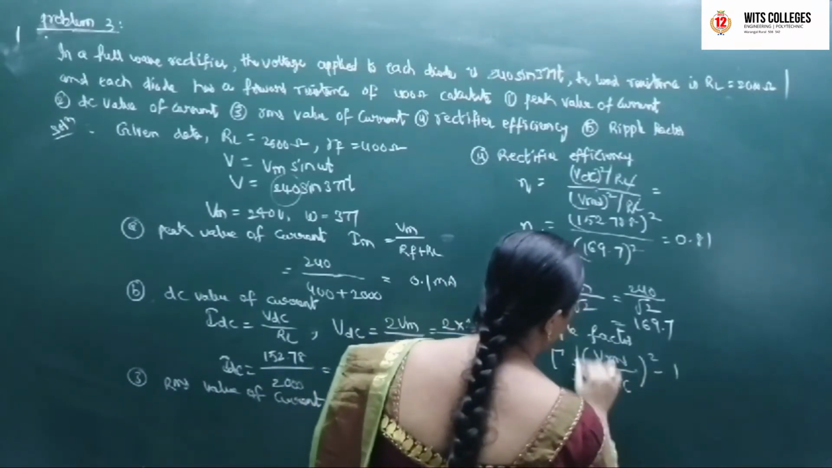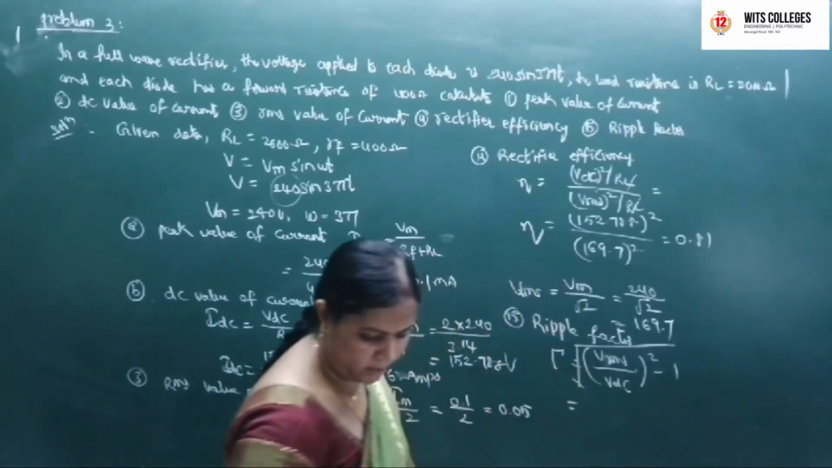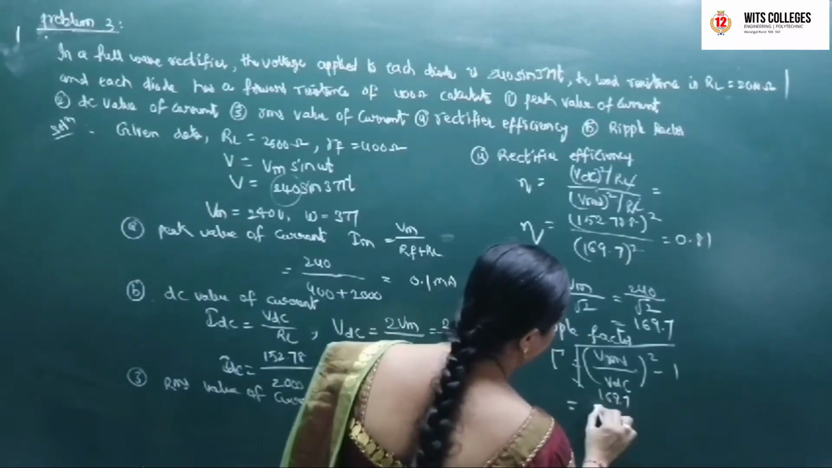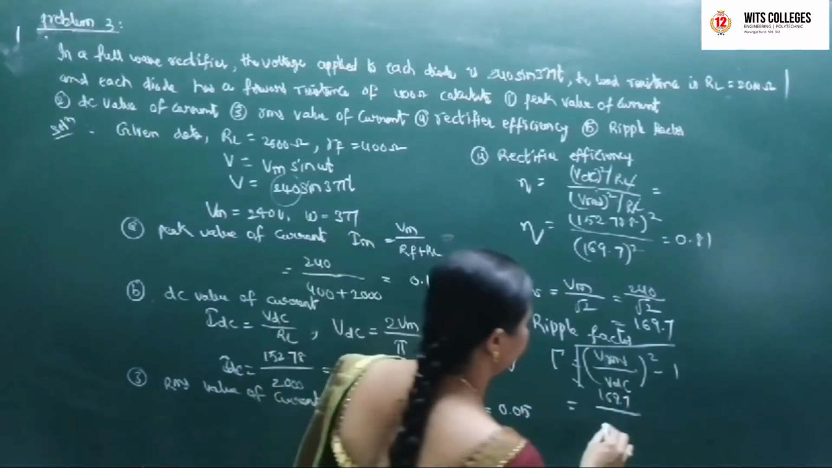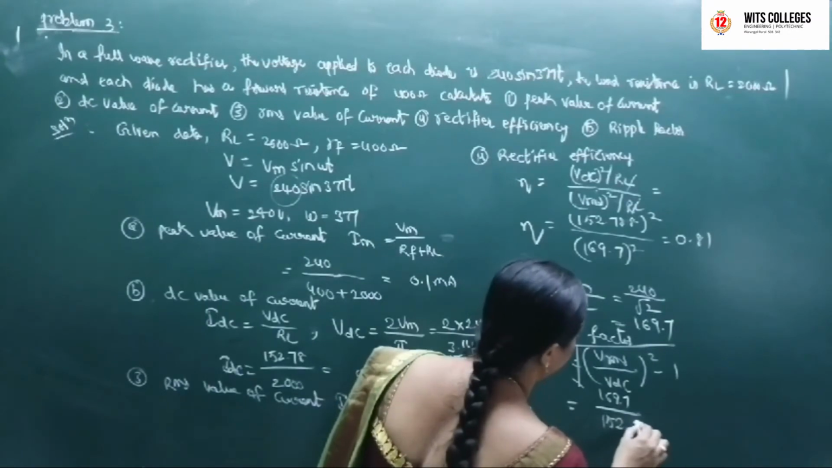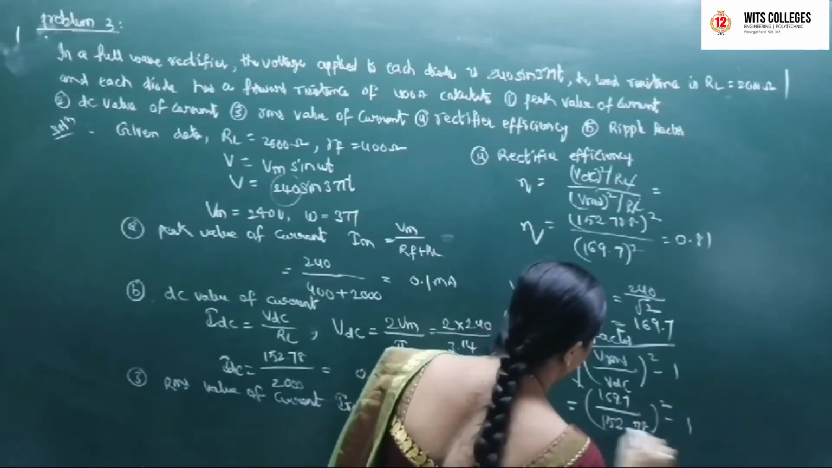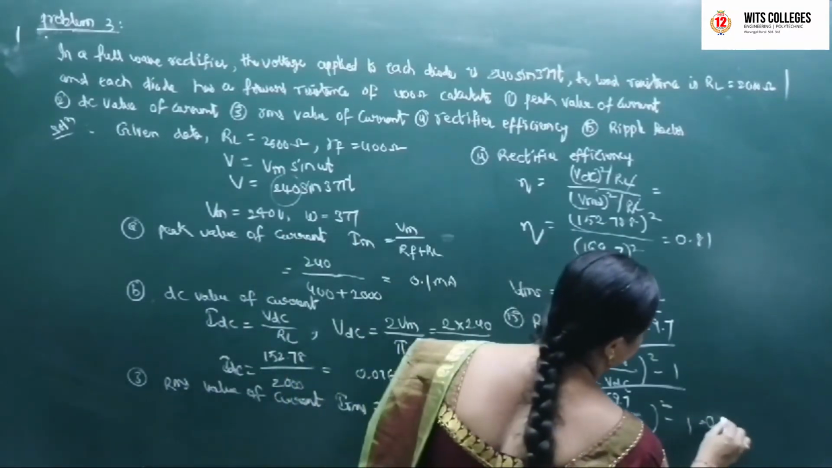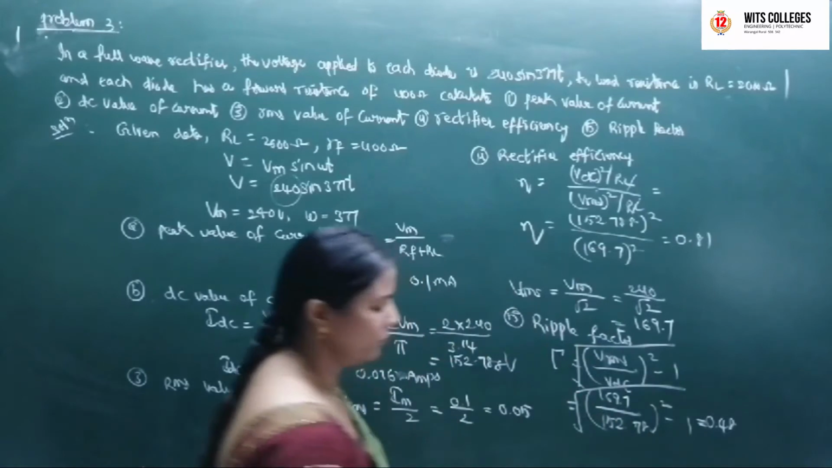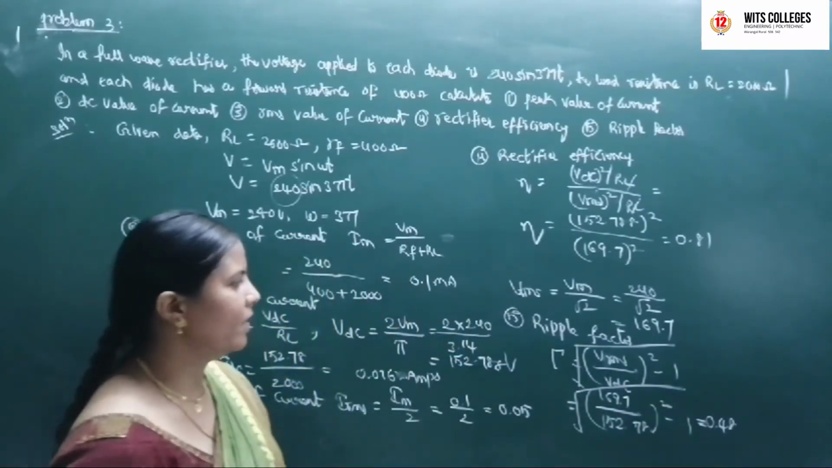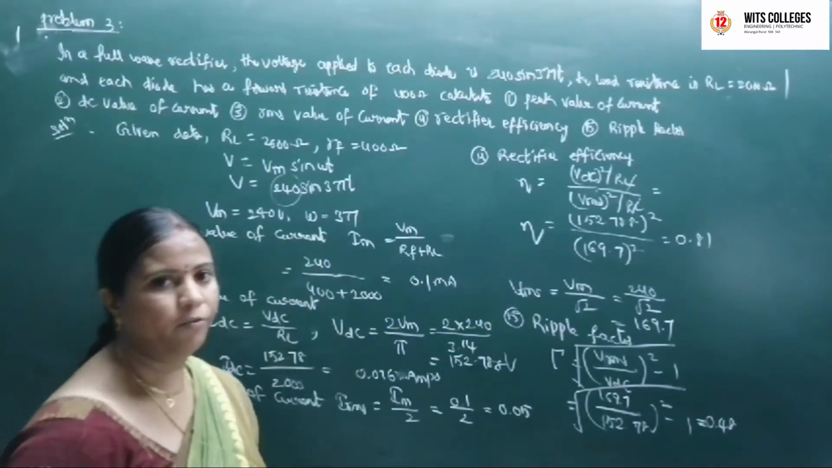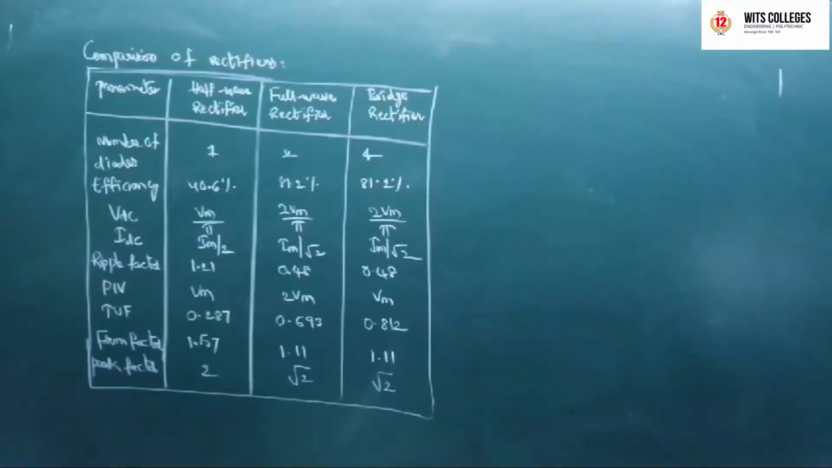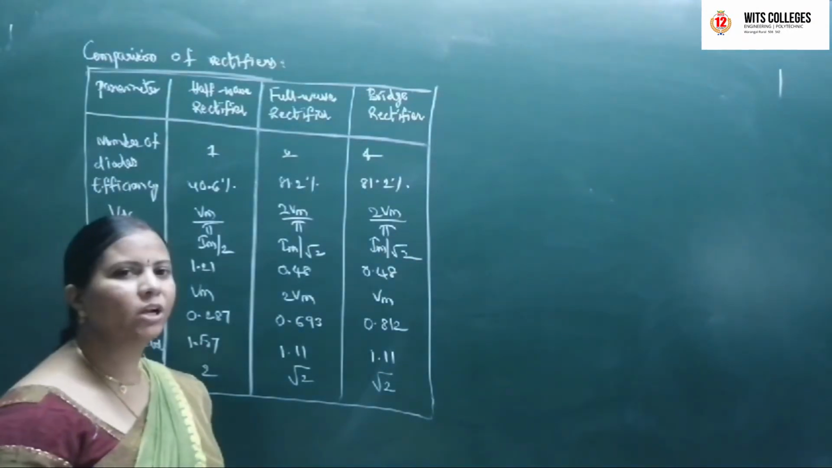Next, ripple factor. It is indicated by rho. It is equal to the square root of (VRMS by VDC) whole square minus 1. So VRMS value is 169.7 by VDC value is 152.78, whole square minus 1 under root. If you calculate this, you will get 0.48. This is the ripple factor value. So this is the problem of full wave rectifier.